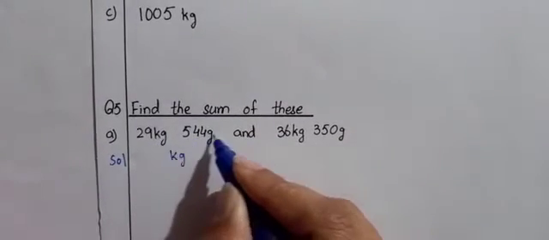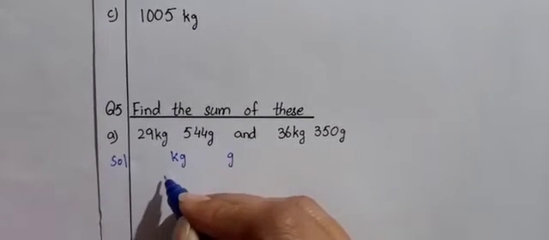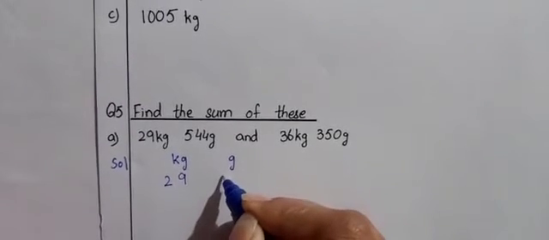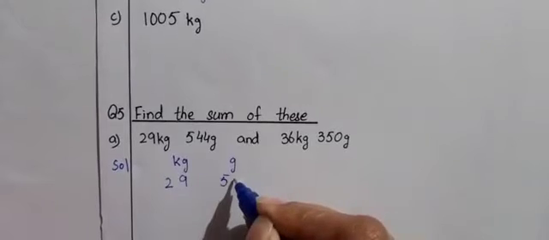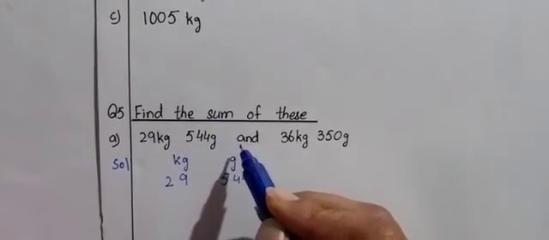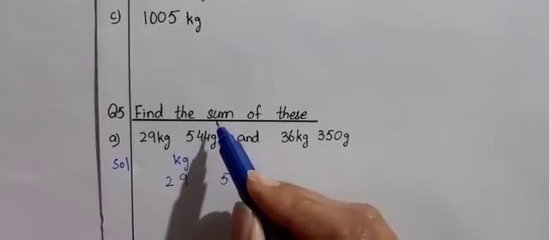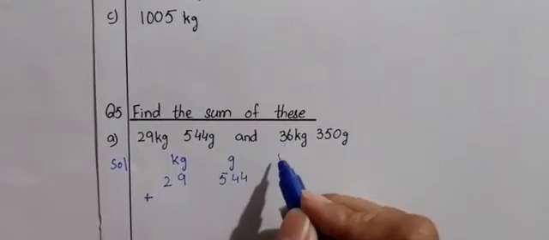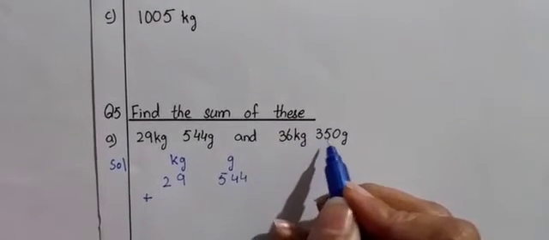In kilogram, in the first line there is 29 kg, 29 in kg and 544 grams. Okay, it means this is the first term, and this is the second term. What we have to do is sum, so I am writing the addition sign over here. Now it is 36 kg and 350 grams.